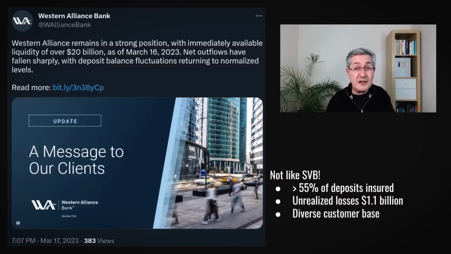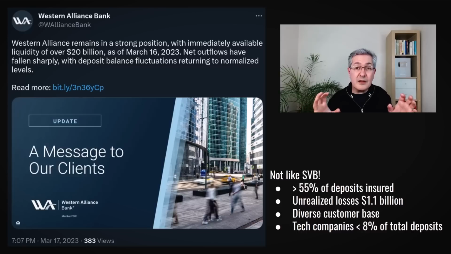Another thing which Western Alliance Bank has stressed is that they have a very diverse deposit base. Remember that Silicon Valley Bank was very much concentrated in tech. Not so for this bank. Tech companies make up less than 8% of their total deposits, as they say. So the structure of the deposits is an important thing to look out for, and the concentration of the type of deposits is also important.